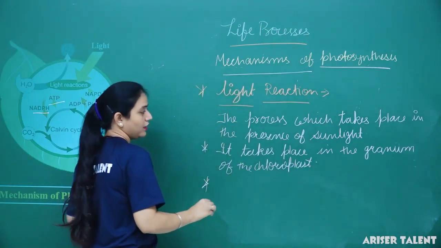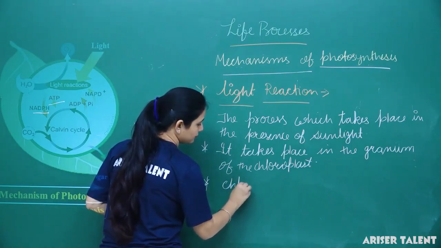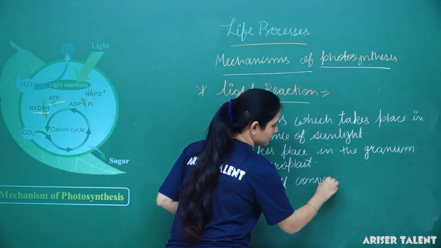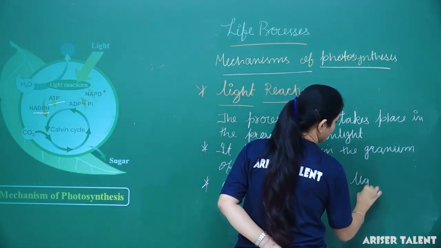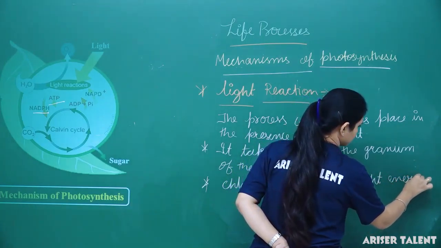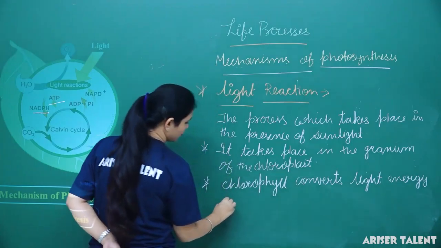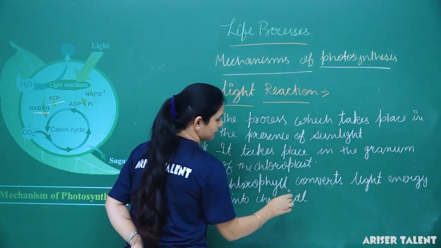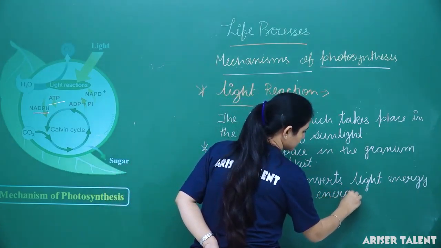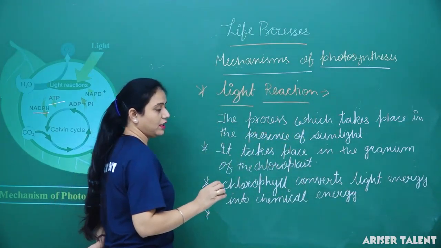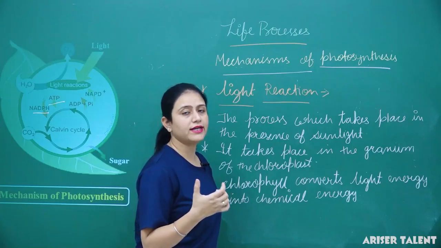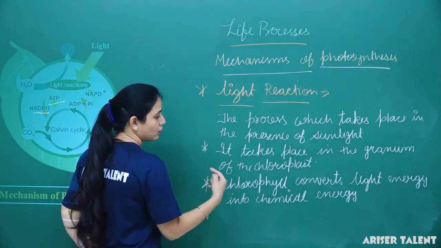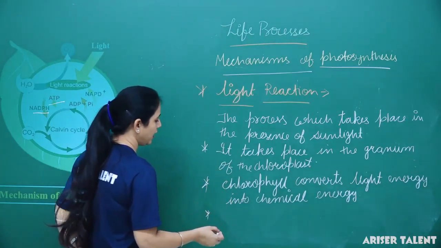Okay, during this process, chlorophyll converts light energy into chemical energy. Okay, I told you that the chlorophyll absorbs the violet and blue color of the light and reflects a green color. So chlorophyll converts light energy into chemical energy.